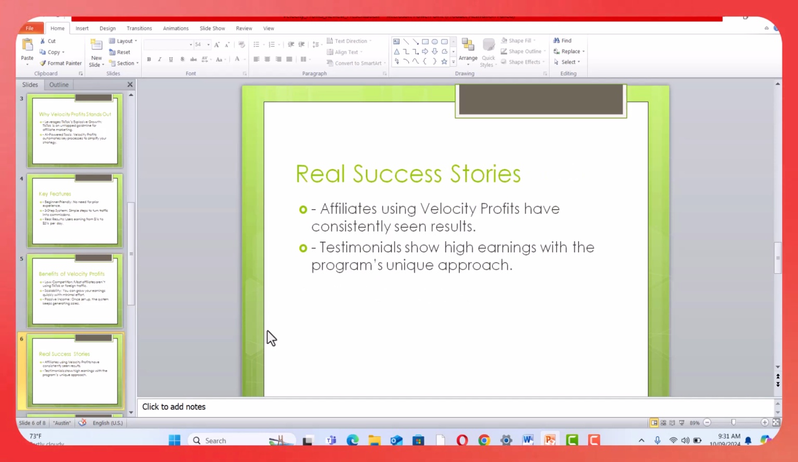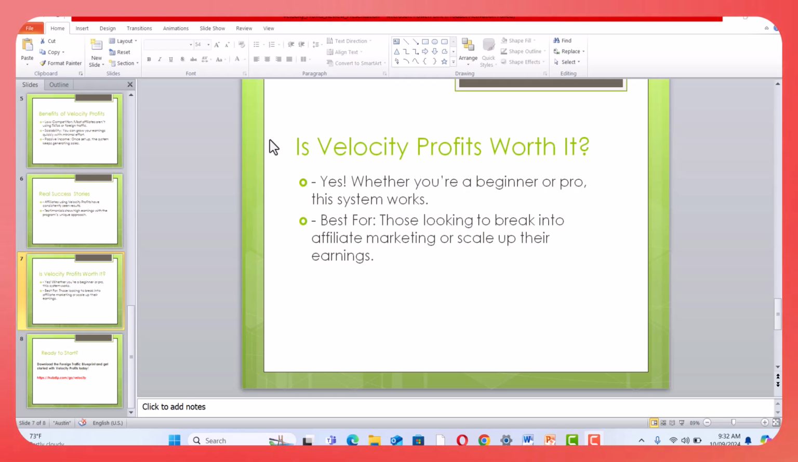The real success stories. Affiliates using Velocity Profit have consistently seen results. Most of the beta testers have seen results generating 1k to 21k per day, depending on the product they are promoting. But Velocity Profit leverages the power of promoting low ticket products where you can increase your sales in limited time. Testimony shows high earning with the program's unique approach. The program shows you how to use untapped traffic to promote your offer and increase your commission. So is Velocity Profit worth it?